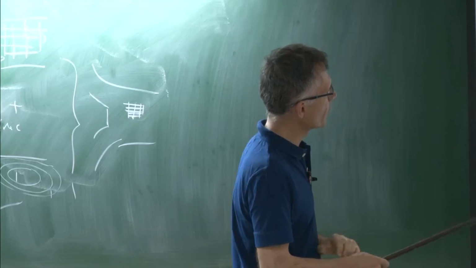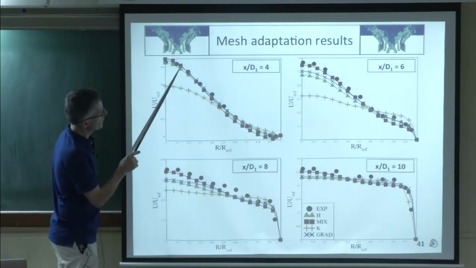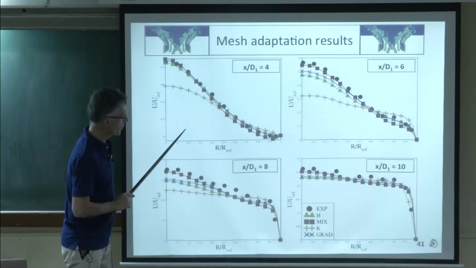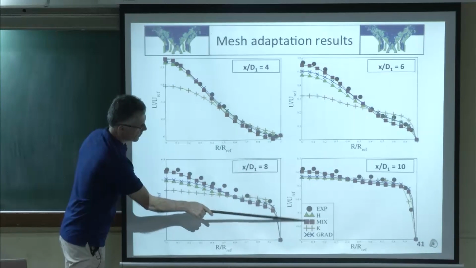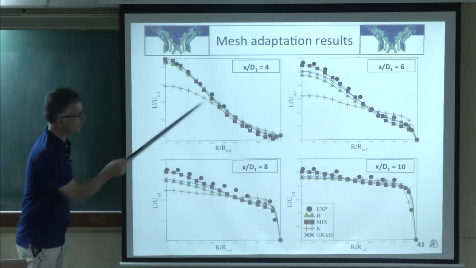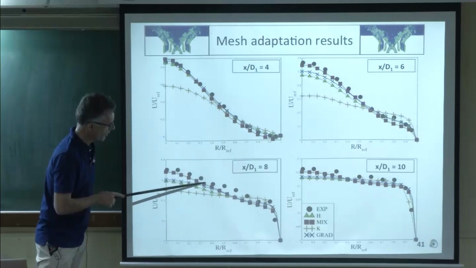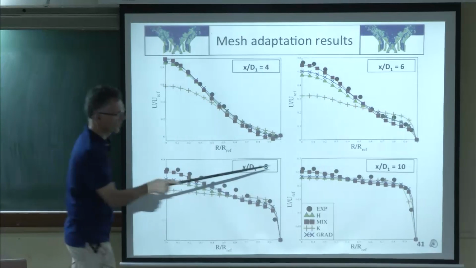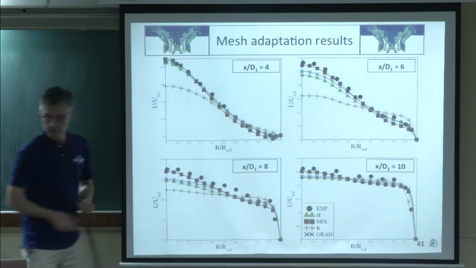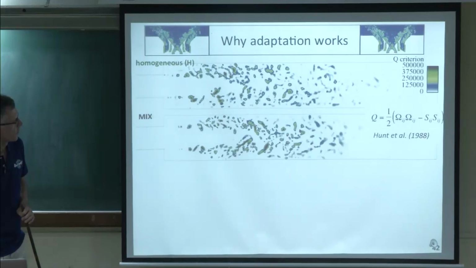If you look at the profiles now, here you have the experiments, and here you have the different results, the homogeneous case, and you see that depending on where you are, you're able to improve the results by a large amount when you start using this kind of system. And the difficulty is, why does it improve the quality of the result?